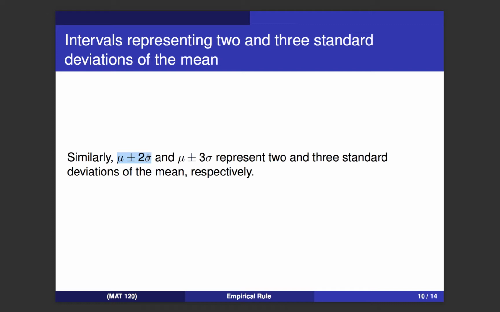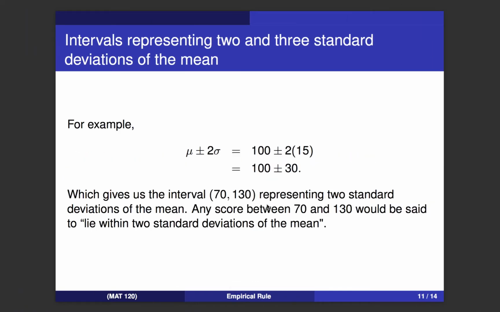Similarly, you can look at intervals of 2 and 3 standard deviations: mu plus or minus 2 sigma, mu plus or minus 3 sigma. For example, with 2 standard deviations, you're going to go from 70 to 130. So that's plus or minus 30.